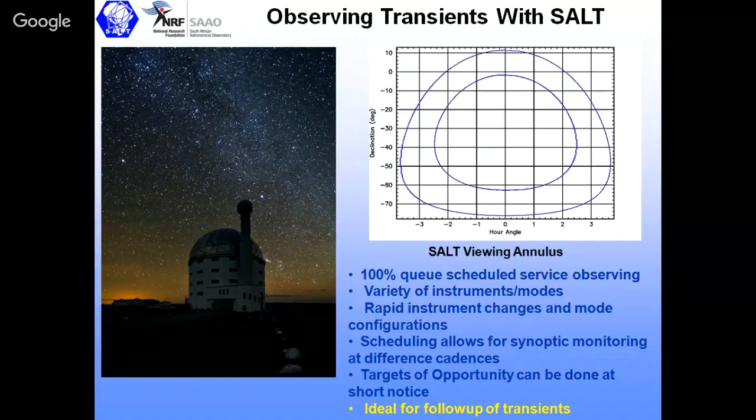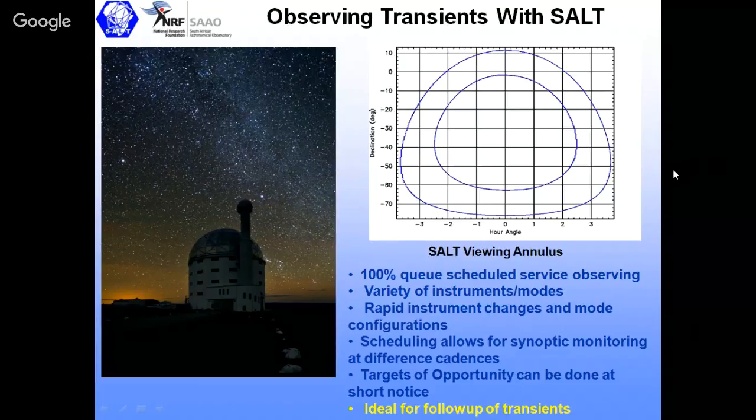On the other hand, what we can guarantee is that if it's in the southern hemisphere and in the declination range from about minus 76 to plus 10 degrees, sometime during the night we will be able to observe it. So in many cases, the follow-up needed does not have to be instantaneous, like say for a GRB, which does, but can have a delay of a few hours if necessary. Because the telescope is purely queue-scheduled, with all of the instruments available at any one time, taking 30 seconds to swap between one instrument and another gives us the flexibility to do whatever types of observations are appropriate for the follow-up.